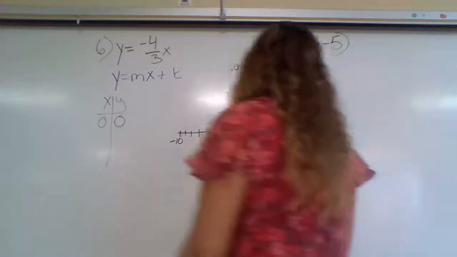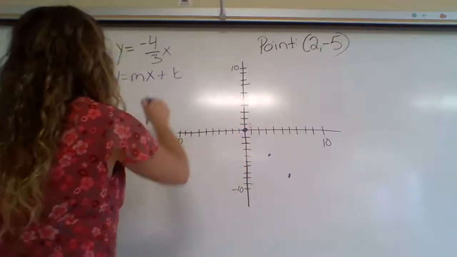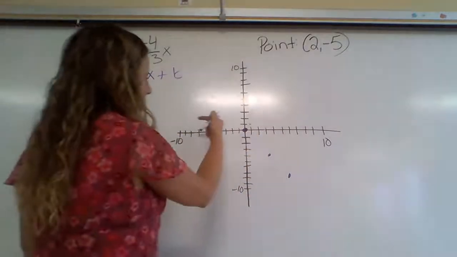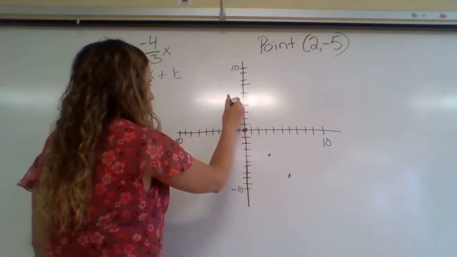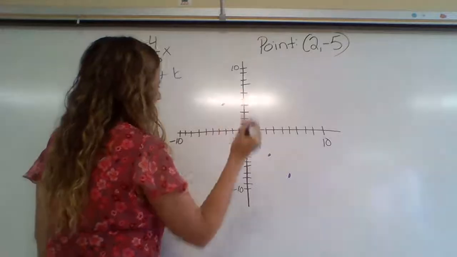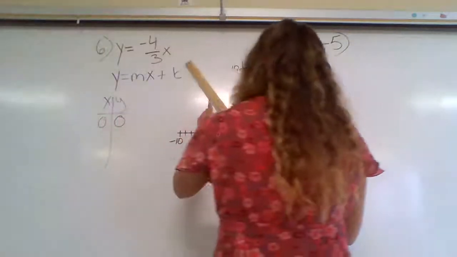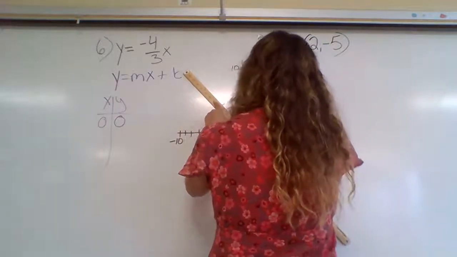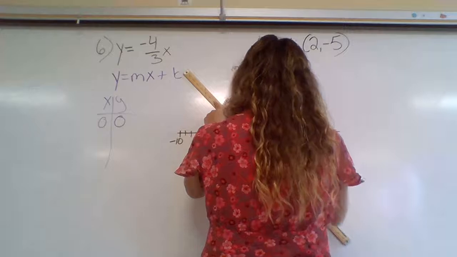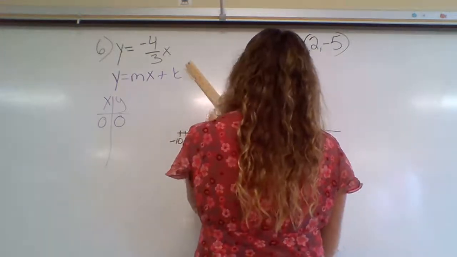And then you can also go the other way, right? So you can go up 4 and negative 3 this way. So I can go up 4, 1, 2, 3, 4, and then negative 3, 1, 2, 3, like right there. Then I can draw a line, connect all my dots. Oh, and once again, it continues forever in both directions.